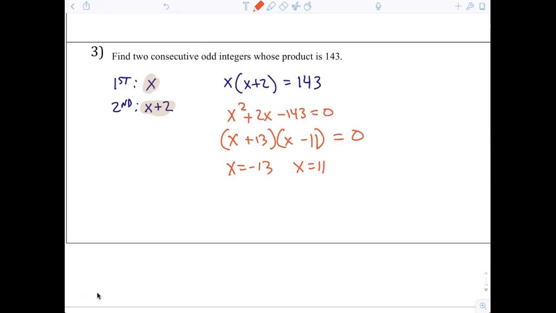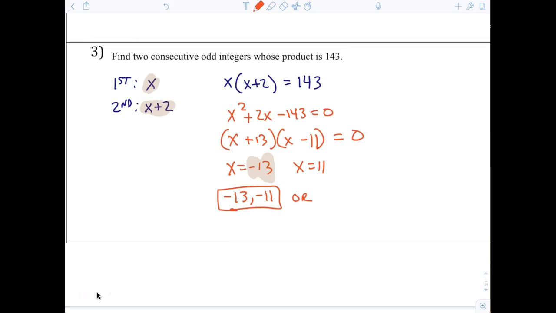Beautiful. Now, here's what I'm trying to convince you of. Pay attention. If the first number is negative 13, what's the next number? What's the next consecutive odd after negative 13? Now, the common mistake is to say negative 15. But it's negative 11, because we're adding 2. So make yourself a little note if you accidentally said negative 15. So your answer is, the two numbers could be negative 13 and negative 11.